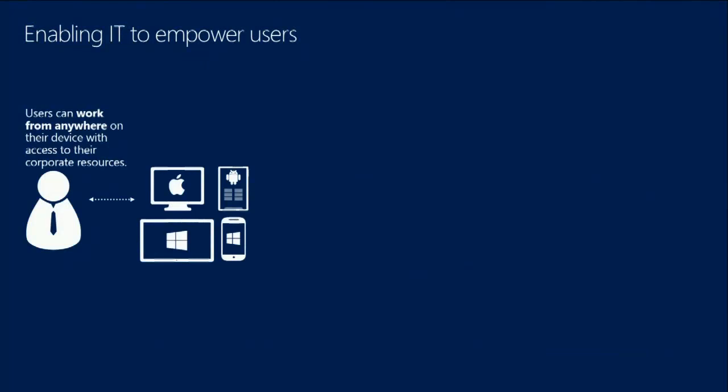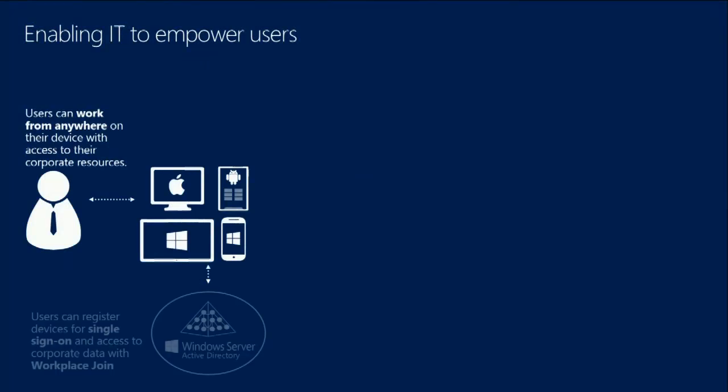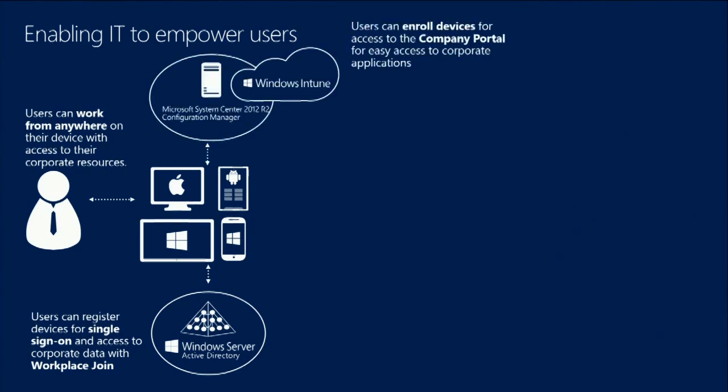Let's start talking about these in detail. How users can work from anywhere on their device with access to their corporate resources. They want to utilize their corporate identity. Windows Server Active Directory is the architecture that we have behind that. The new scenario that we've enabled with Windows Server 2012 is the Workplace Join scenario. I'm going to demonstrate that and talk about the architecture of that in just a few seconds. They can also enroll their devices for easy access to the company portal. That gives them the capability to pull down an application and install it on their machine or their device.